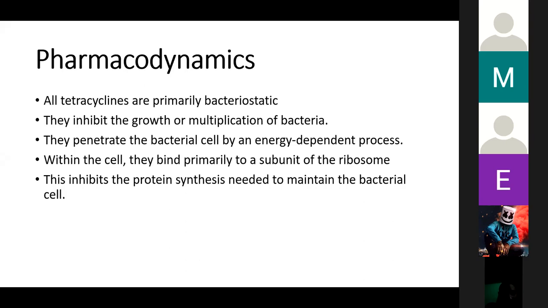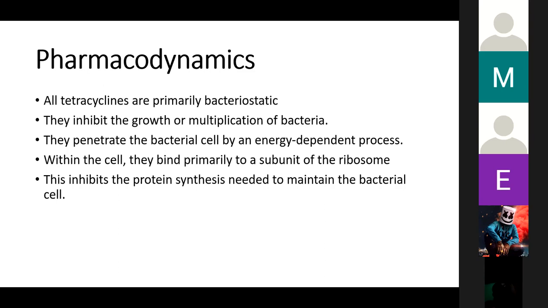And how tetracyclines work is by inhibiting the growth or multiplication of the bacteria. So they penetrate the cell wall and then they bind to a subunit of the ribosome. We know that ribosomes are involved in protein synthesis. So when they bind to the subunits of the ribosome, they inhibit protein synthesis. And we know that protein synthesis is important for the survival of the cell. So this would gradually decrease the growth and the multiplication of the bacteria, but it doesn't completely kill them.